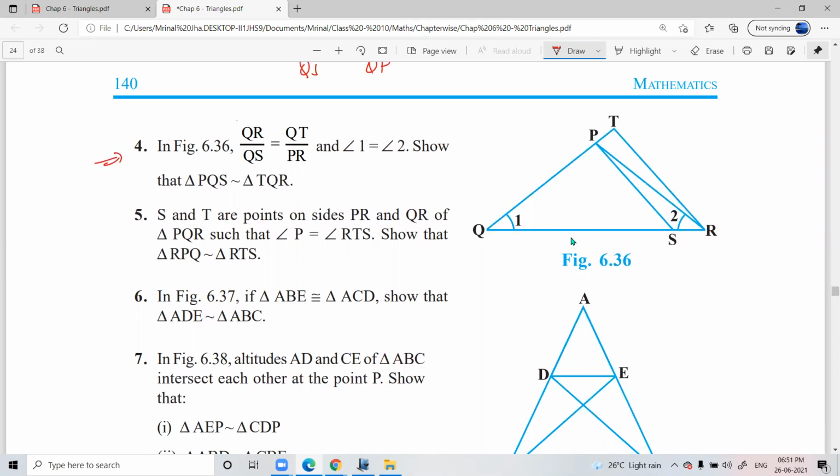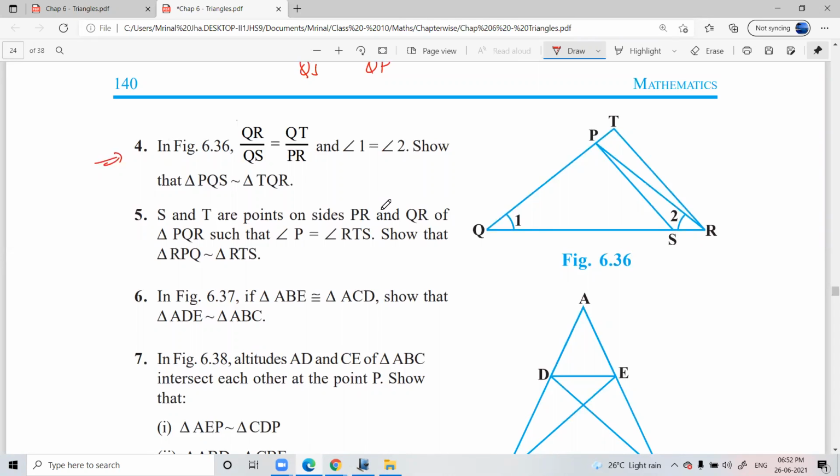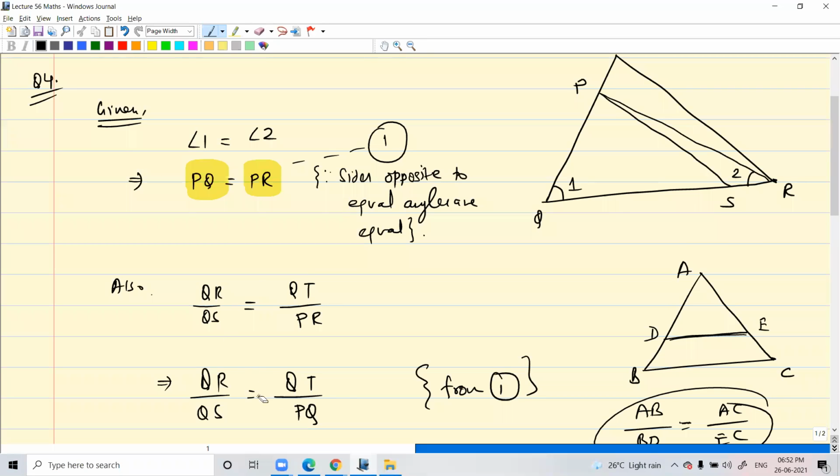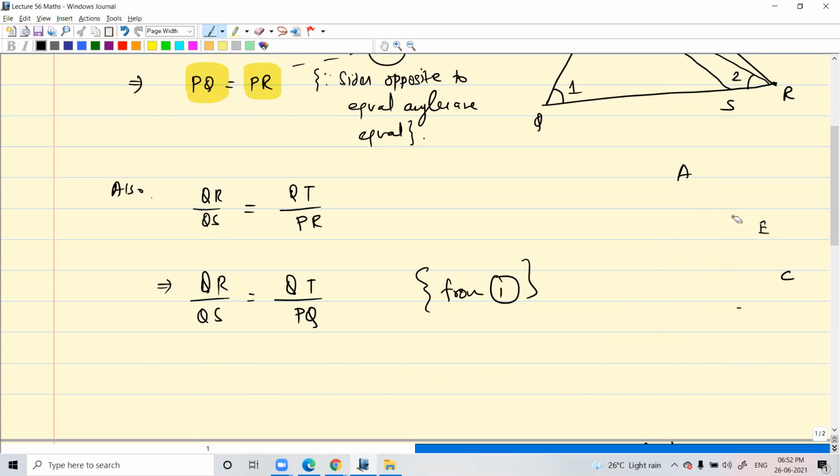So if you have gone through that, then you should be able to know that. Otherwise, I was going to prove it using the BPT, and then I would have proved that PS is parallel to TR, so all the corresponding angles will be equal. I would have used that condition to prove the similarity. But since you have already gone through the criteria, you can use SAS directly. So up to here it will be the same. You had to prove that the sides are in corresponding ratios.